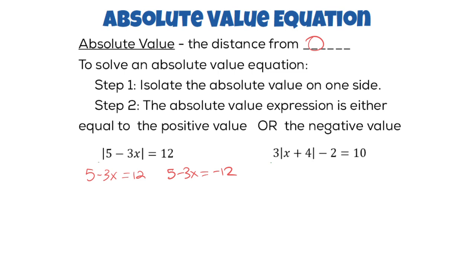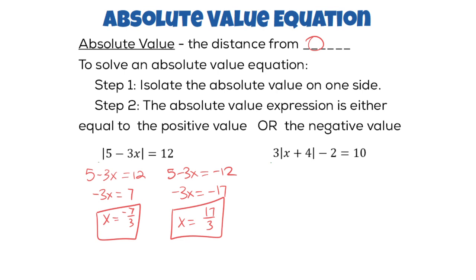In this case, we're going to solve: subtract the 5, divide by the negative 3, and x could have been negative 7/3. And that would have worked. Subtract the 5 on this one, and I'm going to be at negative 17. Divide by negative 3, and I get 17/3. If I were to plug 17/3 into this expression right here, it would also work.